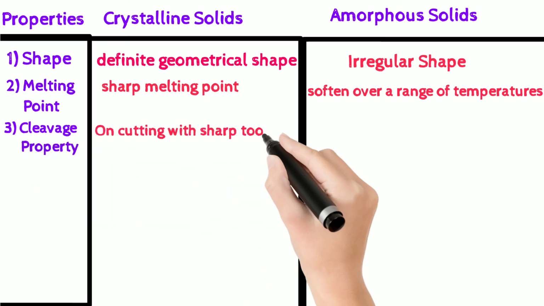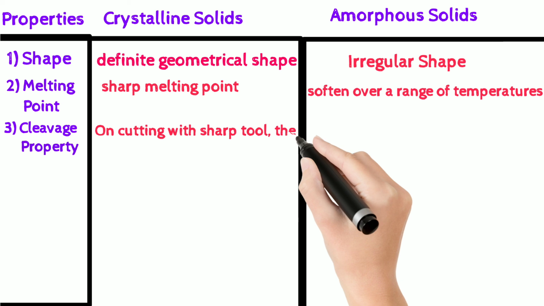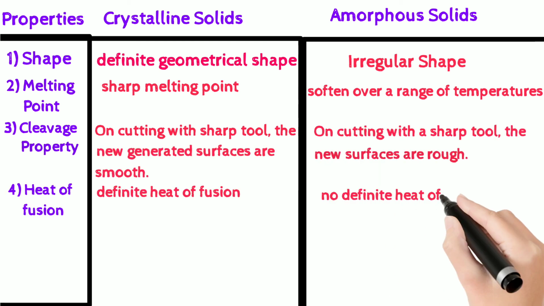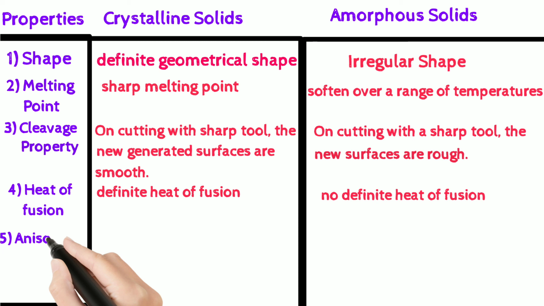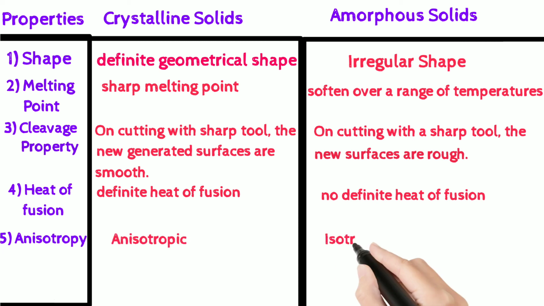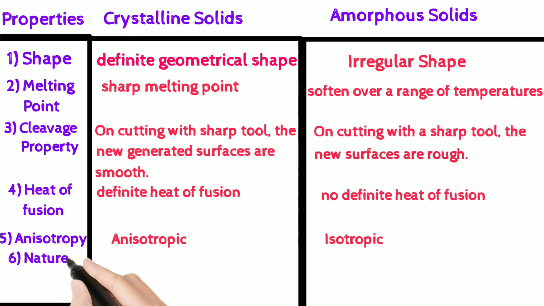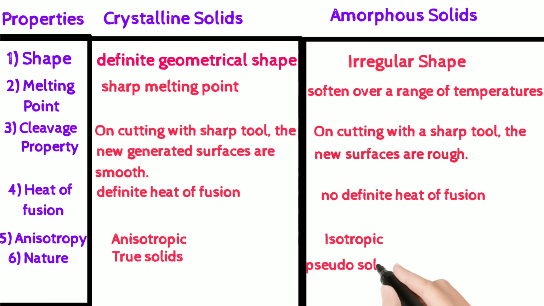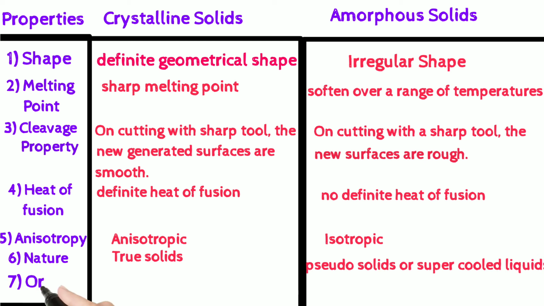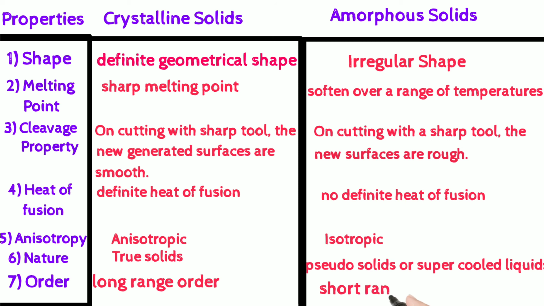When cut with a sharp-edged tool, crystalline solids generate the newly surface, which are plain and smooth, while amorphous solids, when they are cut with a sharp-edged tool, the newly generated surfaces are rough and irregular. Heat of fusion. Crystalline solids have a definite and characteristic heat of fusion, while amorphous solids do not have a definite heat of fusion. Crystalline solids are anisotropic in nature, while amorphous solids are isotropic in nature. Crystalline solids are true solids, as we all know, and amorphous solids are also called pseudo-solids or supercool liquids. Crystalline solids have a long range order, of course, and amorphous solids have a short range order only.